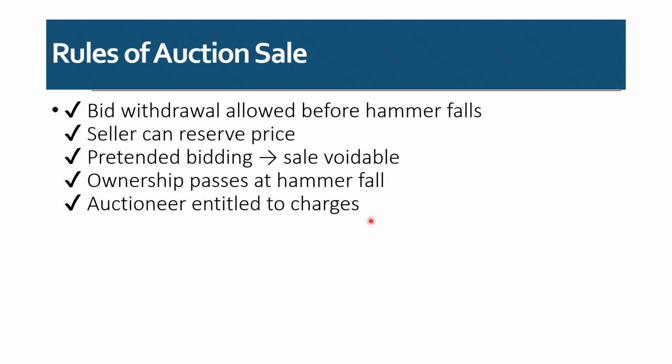Let's take an example again. If a bidder withdraws before the hammer falls, there is no contract. If the auctioneer accepts a bid after the hammer falls, that acceptance is invalid. So these rules ensure fairness and transparency in auction transactions.